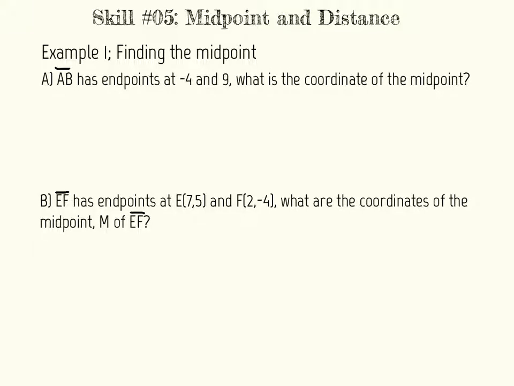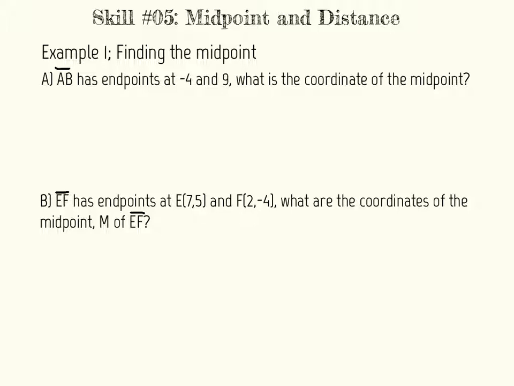Skill 5, Midpoint and Distance. Example 1, we're going to be finding the midpoint. For part A, we have segment AB with endpoints at -4 and 9. So this is on a number line. We want to find the coordinate of the midpoint.